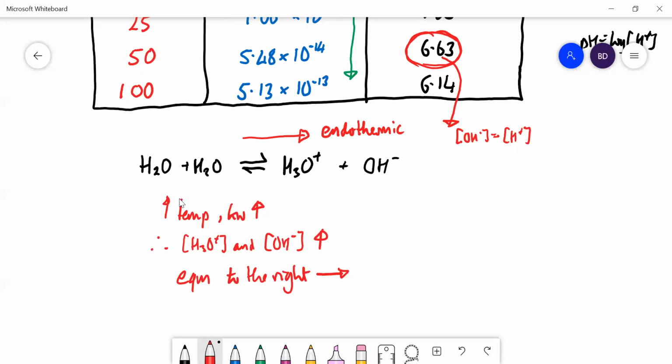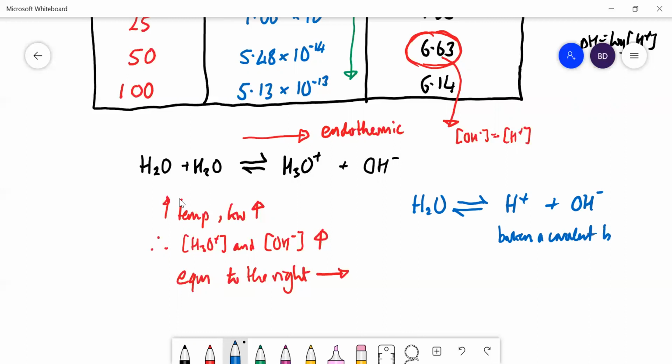I remember somebody said to me once. I asked them the question, is it exothermic or endothermic? And they wrote this down. They said it's endothermic because you've broken a covalent bond, which is true. You have broken a covalent bond between one of the oxygens and one of the hydrogens. But because they were just thinking of it as that equation, they were forgetting that really what's happening is this equation.